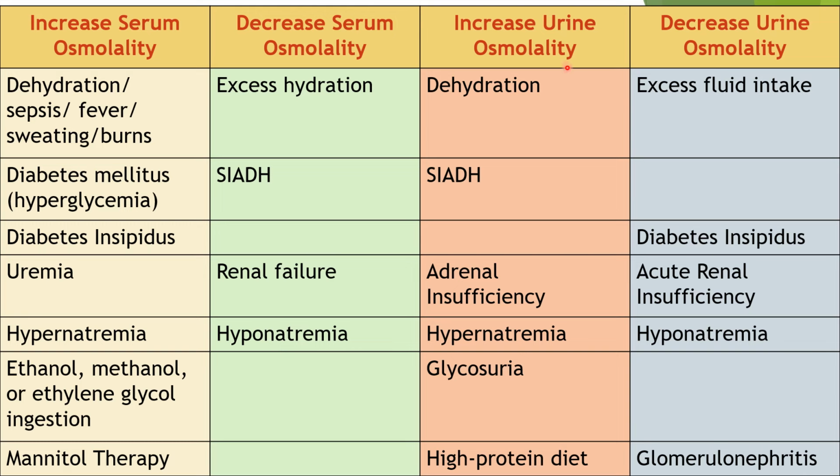Hyponatremia, the level of sodium is less in the blood. Increased urine osmolality happens with dehydration, SIADH, adrenal insufficiency, hypernatremia, glycosuria, high protein diet. In all these cases, more solutes are present in the urine. And the cases like excess fluid intake, diabetes insipidus, acute renal insufficiency, hyponatremia and glomerulonephritis, all these conditions in the urine, the solute concentration is less. That result in decreased urine osmolality.